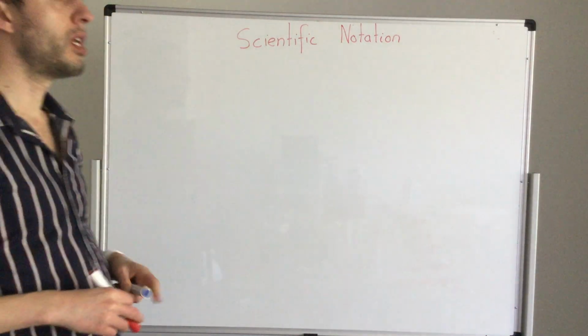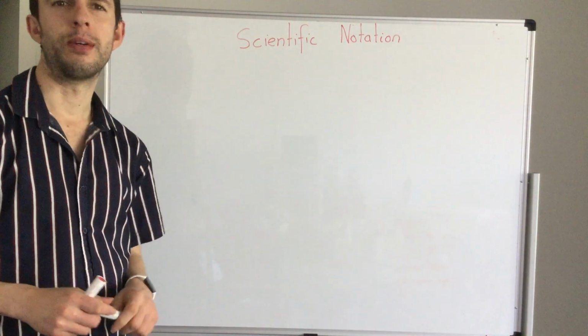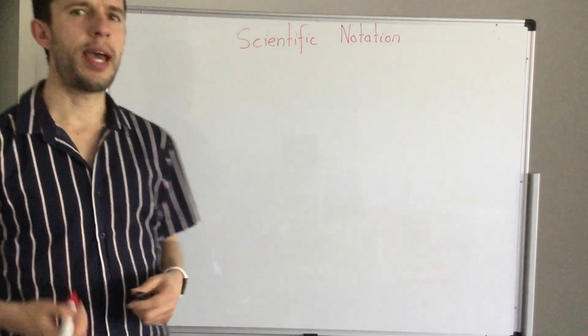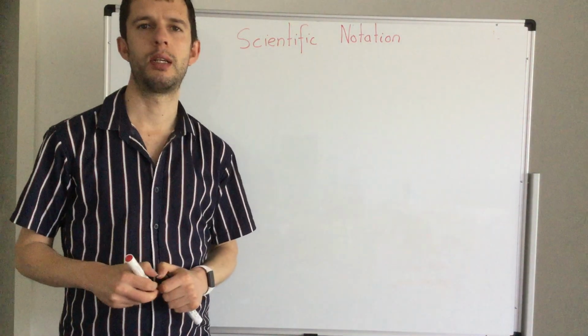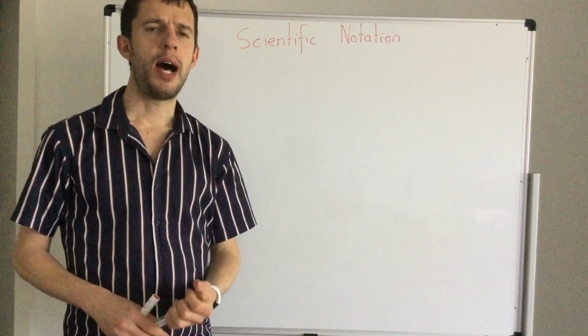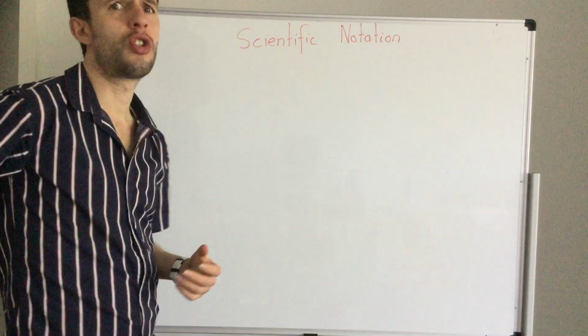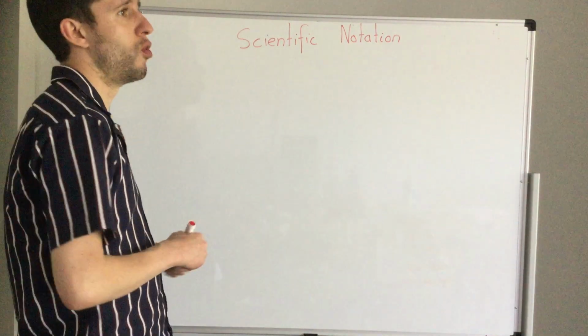So we are going to be looking at scientific notation. Now, scientific notation is just to make it easier to write big numbers. So to get us started, I'm going to break it down and show you an easy way of looking at it.